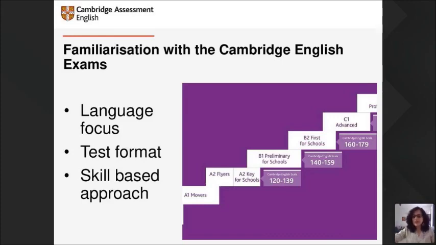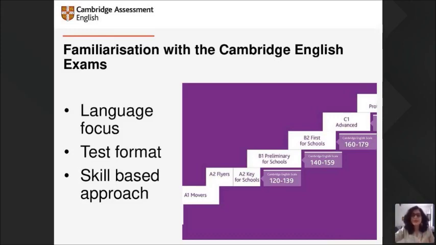Now I'm going to elaborate on each of these areas, so you don't have to worry. I'm not going to breeze through it. So first is the language focus. The second is the test format. So what is the exam pattern? What is the test format?